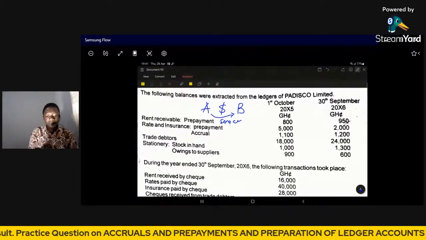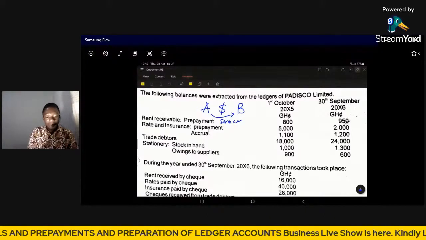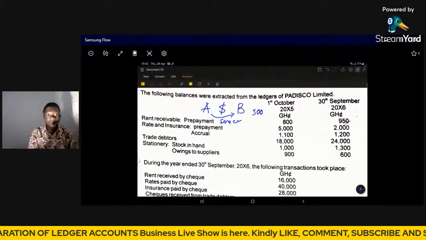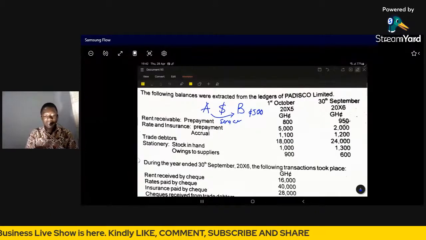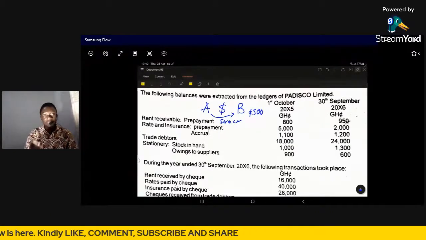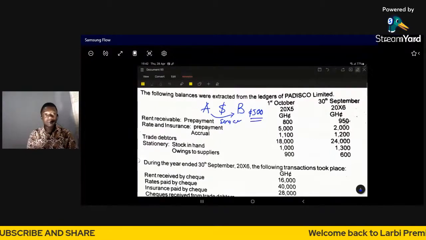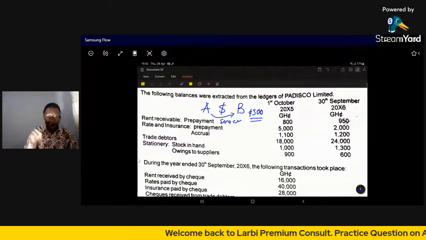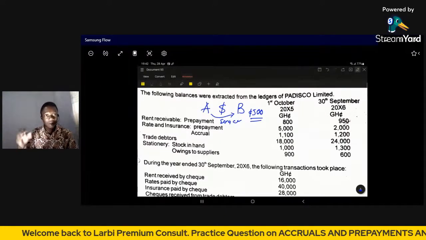So in this case, let's say party B pays an amount of, let's say, 500 Ghana cedis to party A, but party A hasn't rendered the service to party B. That means that the 500 you are seeing here becomes a prepayment, for which party B is entitled to the benefit of the service in future. That's what we call prepayment. I hope that is clear.